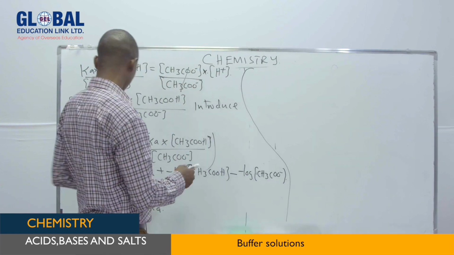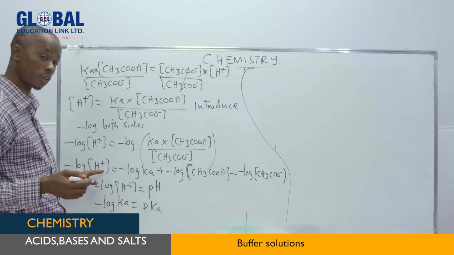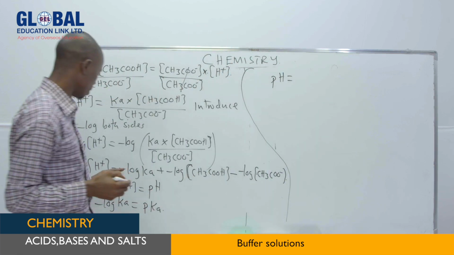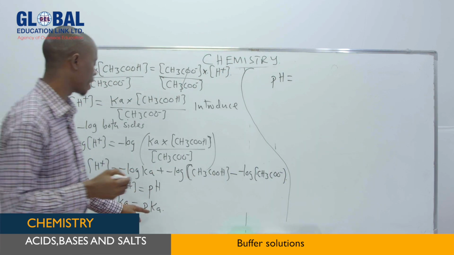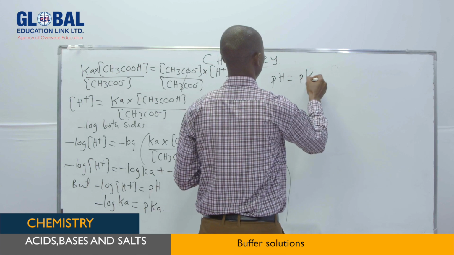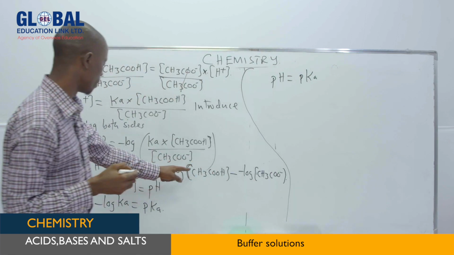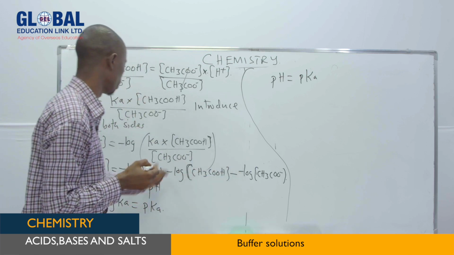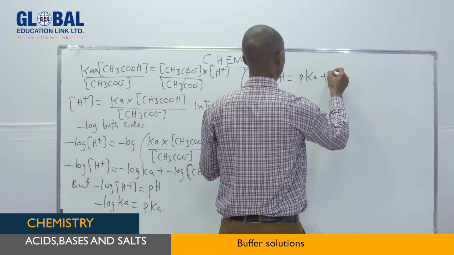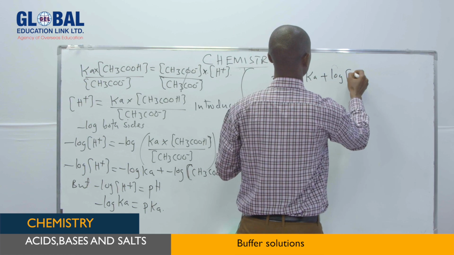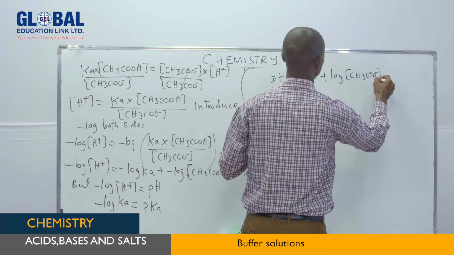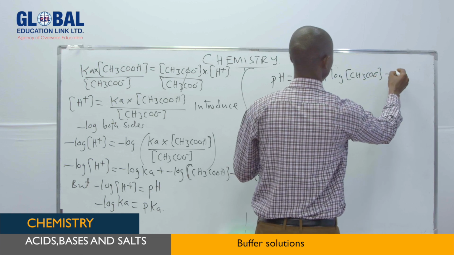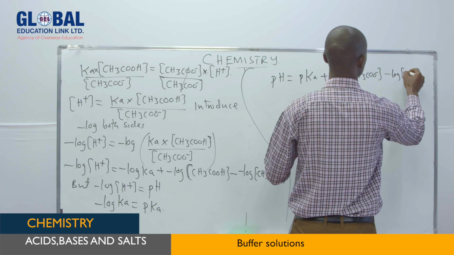When we substitute, instead of writing negative logarithm of hydrogen concentration, we write the pH. Instead of writing negative logarithm of Ka, we write the pKa. Then we proceed with the others. Because this one will be plus, we take this positive value to this side: plus the logarithm of acetate ion, then minus the logarithm of acetic acid concentration.